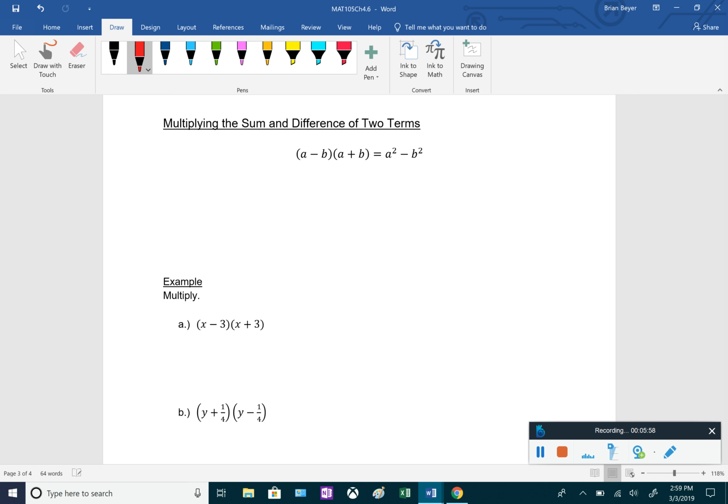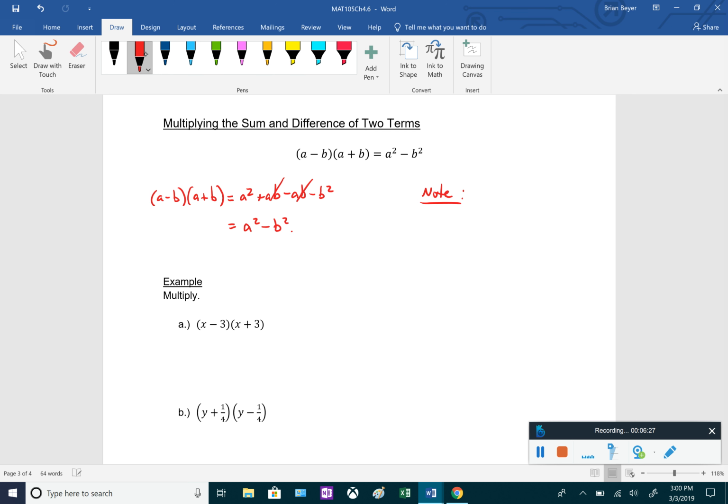So to see why this is, let's FOIL it out. So a minus b times a plus b. We would get a squared plus ab. And then we would get minus ab minus b squared. The middle terms cancel, right? They're the same like terms, ab minus ab. And we're left with a squared minus b squared.